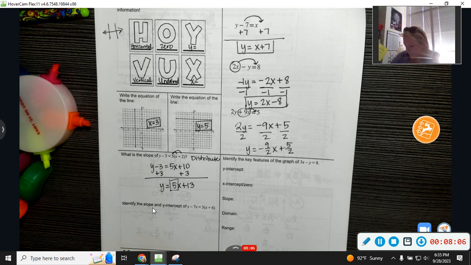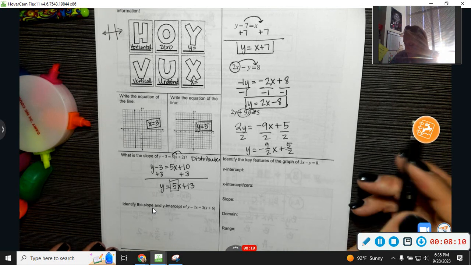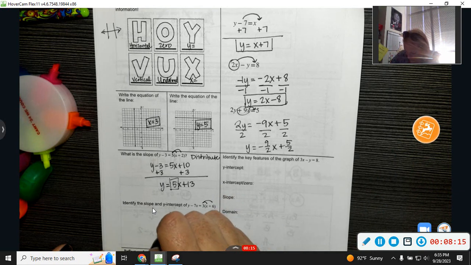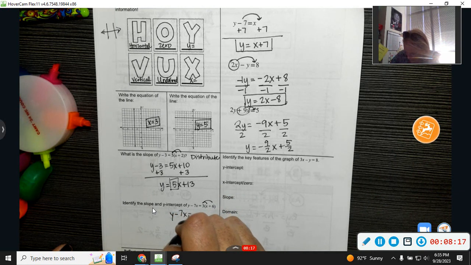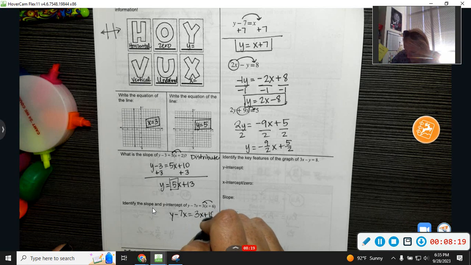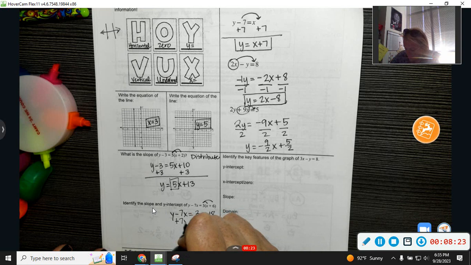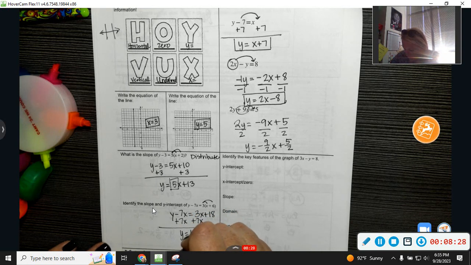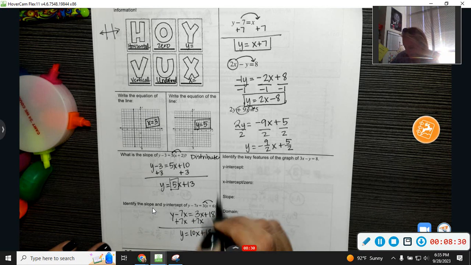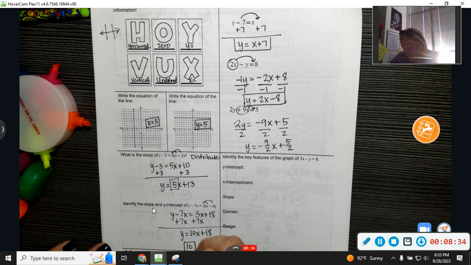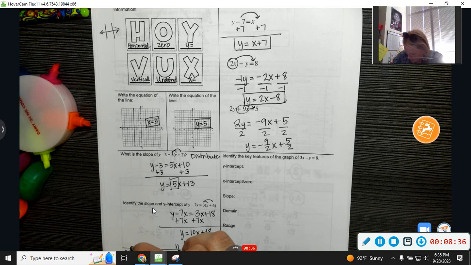All right. So right here, distribute y minus 7x equals 3x plus 18. And then I'm going to get rid of this 7x, and I move it to the other side. Y equals 10x plus 18. And my slope is 10, m equals 10.